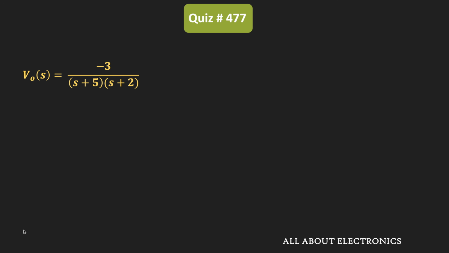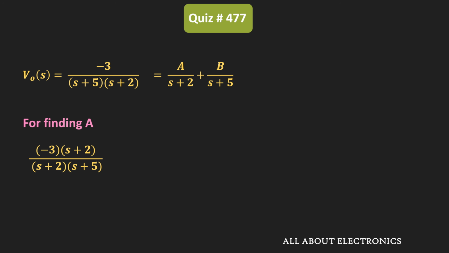Now, to find the inverse Laplace transform, let us use the partial fraction expansion method. Using partial fraction expansion, let's say it is equivalent to A divided by S plus 2 plus B divided by S plus 5. Now we just need to find the coefficients A and B. For finding the coefficient A, we multiply the left hand side by S plus 2 and evaluate the expression at S equal to minus 2. Now the S plus 2 in the numerator and denominator will get cancelled out, and if you put S equal to minus 2, the value of A will come out as minus 1.